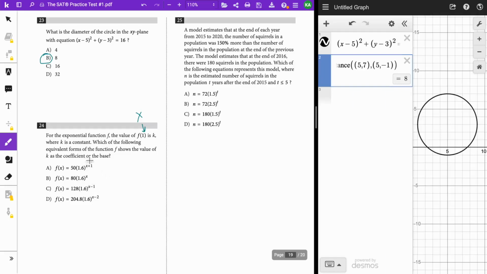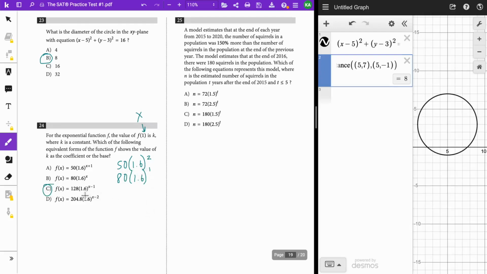All right, if we plug 1 into here, it's going to be 1.6 to the second power. So 50 times 1.6 to the second power. This is going to be really, really messy. That's unlikely to be the answer. I'll explain why in a second. What about B? The same thing's kind of going to happen here. It's going to be 80 times 1.6 to the first power.